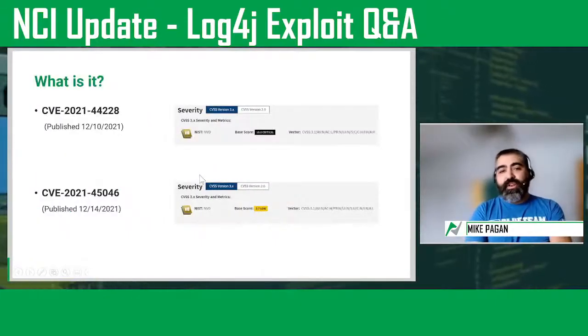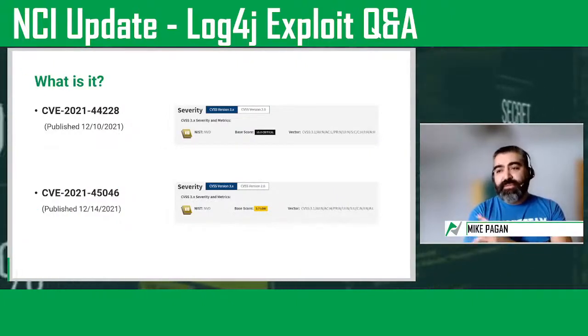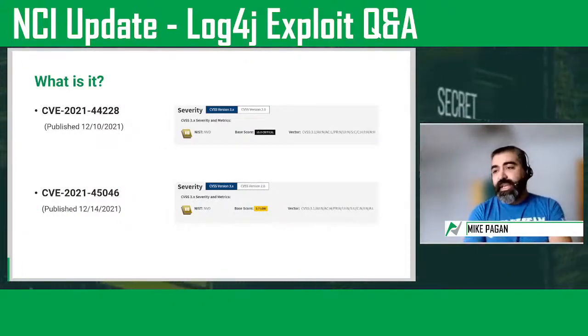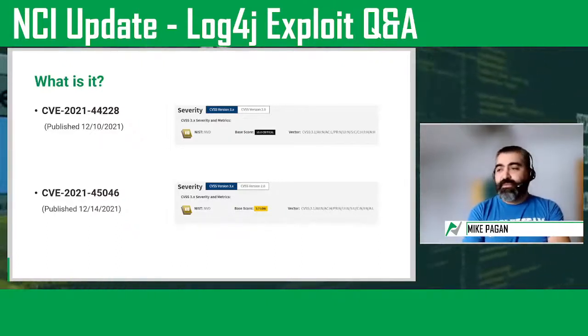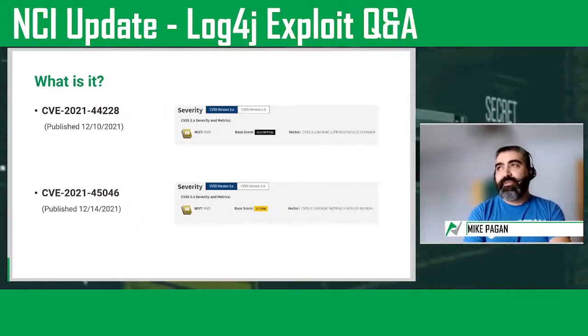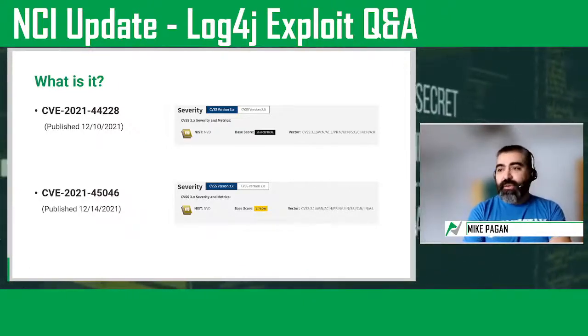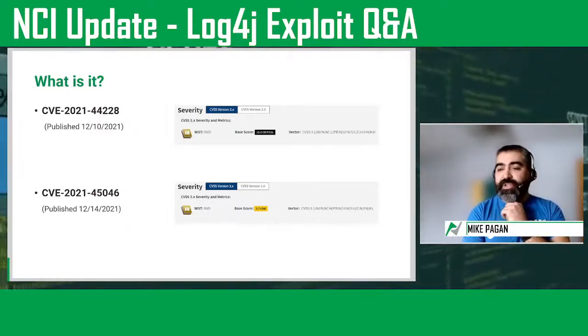So there are two CVEs right now. The 44228 was the initial CVE. That is the most important one. That is the lethal score of 10. It's critical. It's the most important. It involves a remote code execution, which is very bad from a security standpoint.